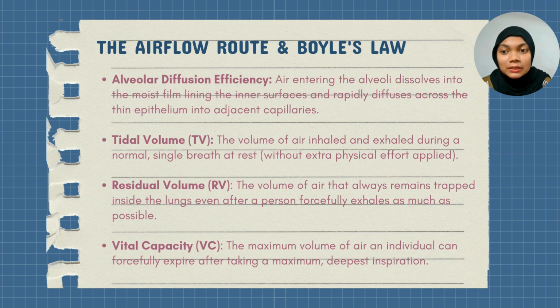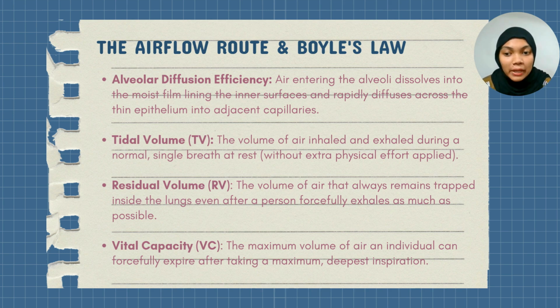Next, here we will examine the characteristics of the respiratory membrane and the primary lung volumes that quantify our breathing mechanism. First, regarding our alveolar diffusion efficiency, the air entering the alveoli dissolves completely into the moist film lining the inner surface. It is then rapidly diffused across the thin epithelium directly into adjacent capillaries, while carbon dioxide diffuses in the opposite direction.